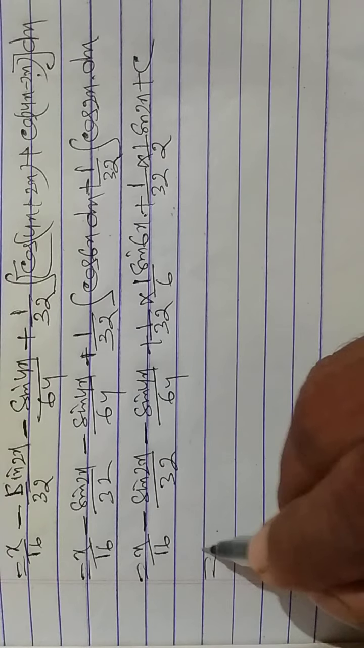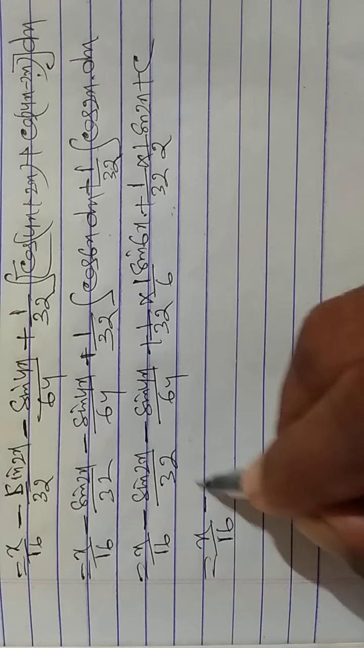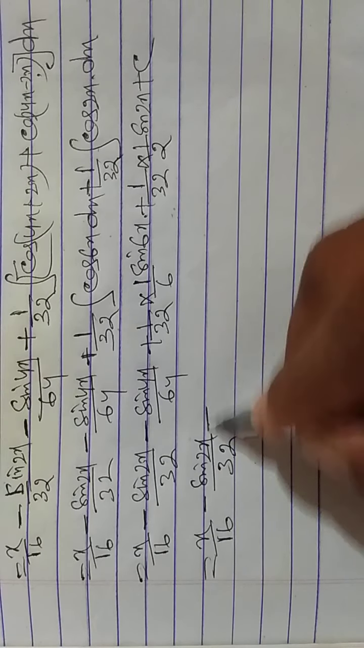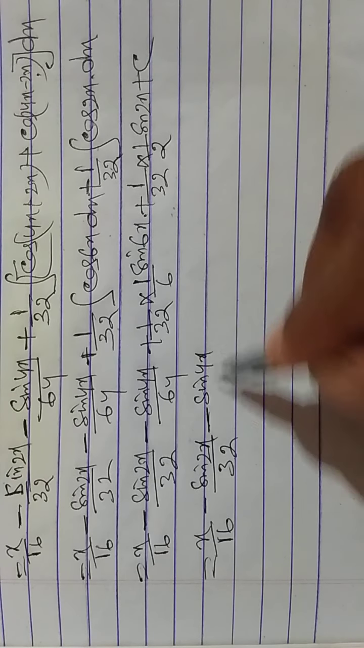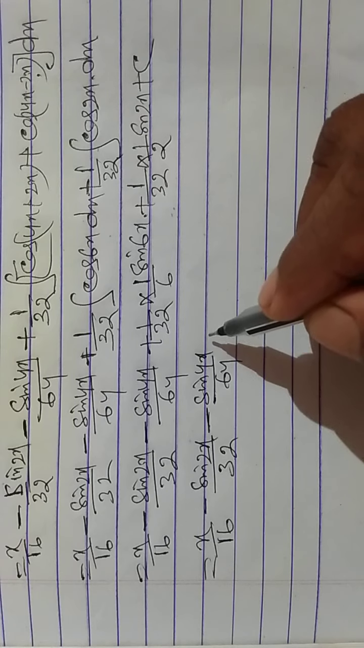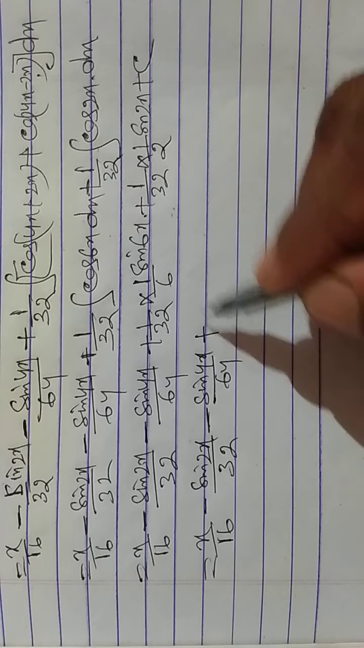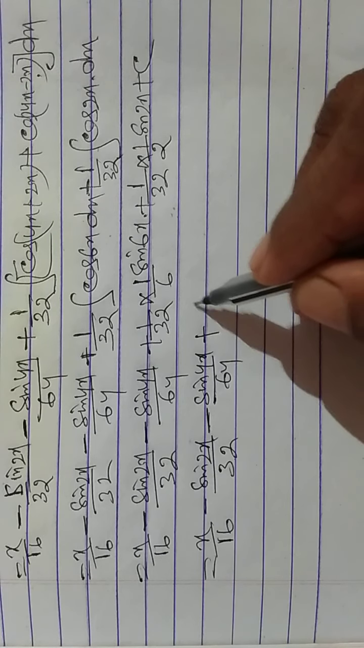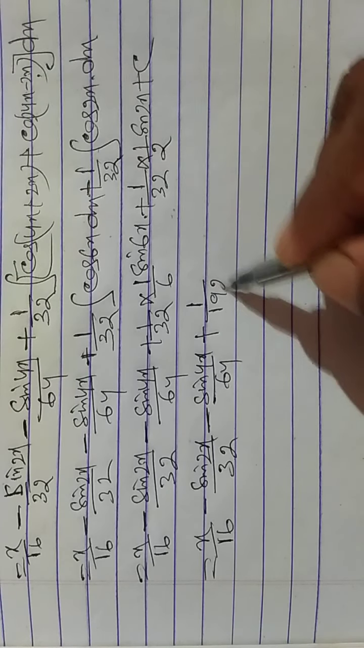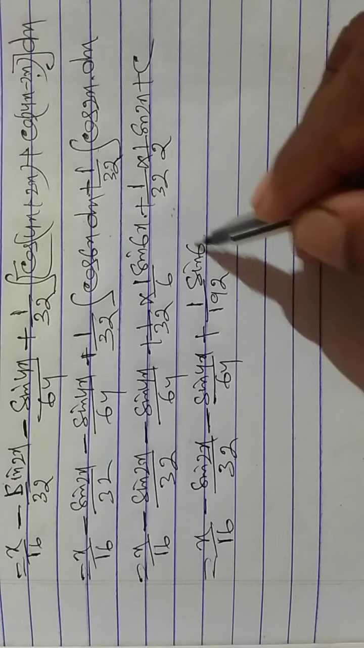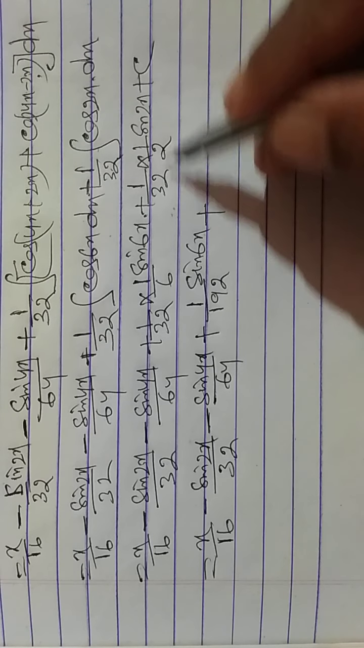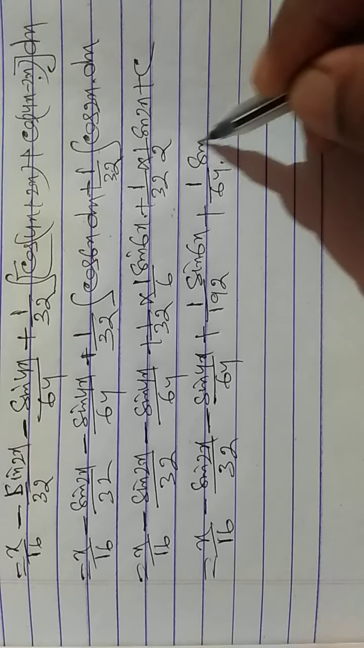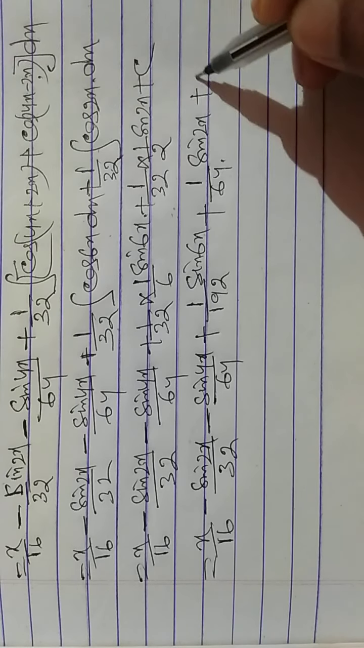And this is equal to x/16 minus sin 2x/32 minus sin 4x/64 plus, that is 32 into 6, that is 192, 1/192 into sin 6x, plus 32 into 2, that is 64, that is 1/64 sin 2x, plus c.